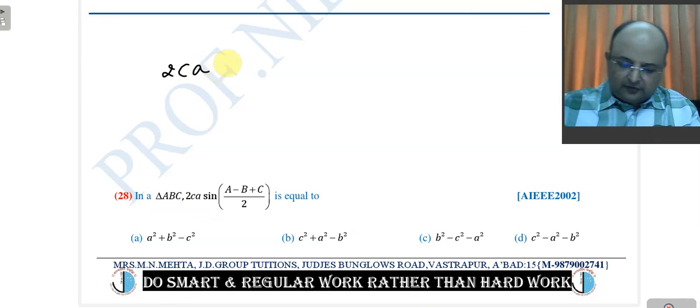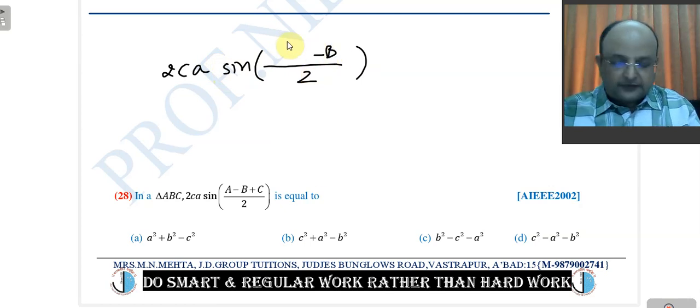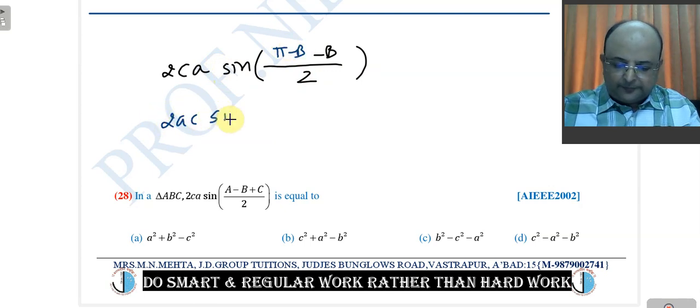So I convert this sine in terms of cos by this is minus B. What you are left with? Yes, A plus C. A plus C is again pi minus B. That is 2AC sin pi by 2 minus B. You can tell me that this is cos B.